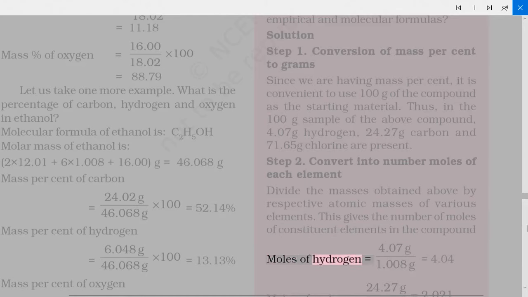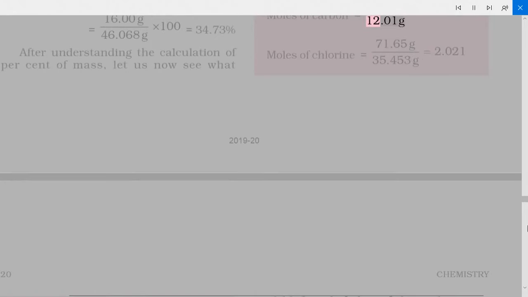Moles of hydrogen is equal to 4.07 g divided by 1.008 g, which is equal to 4.04. Moles of carbon is equal to 24.27 g divided by 12.01 g, which is equal to 2.021. Moles of chlorine is equal to 71.65 g divided by 35.453 g, which is equal to 2.021.